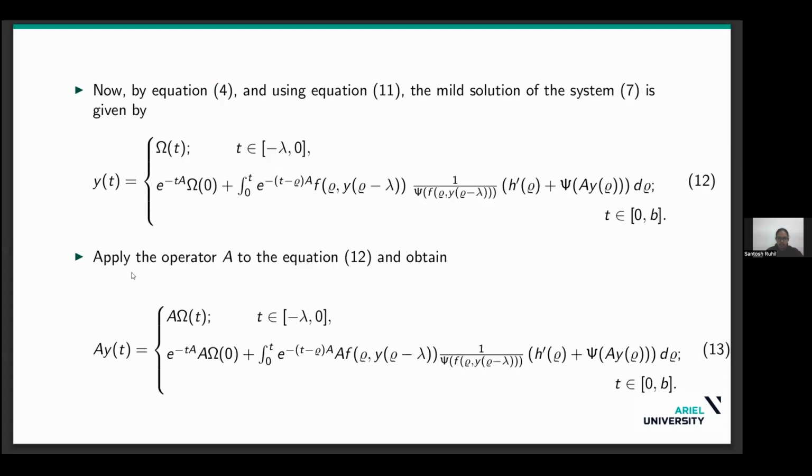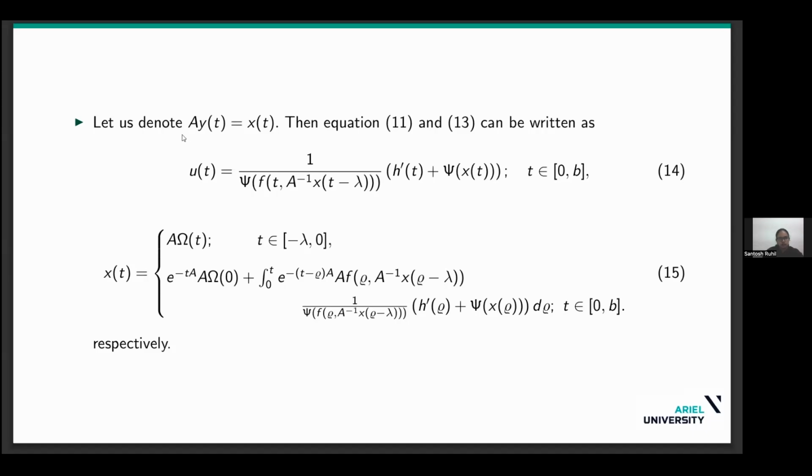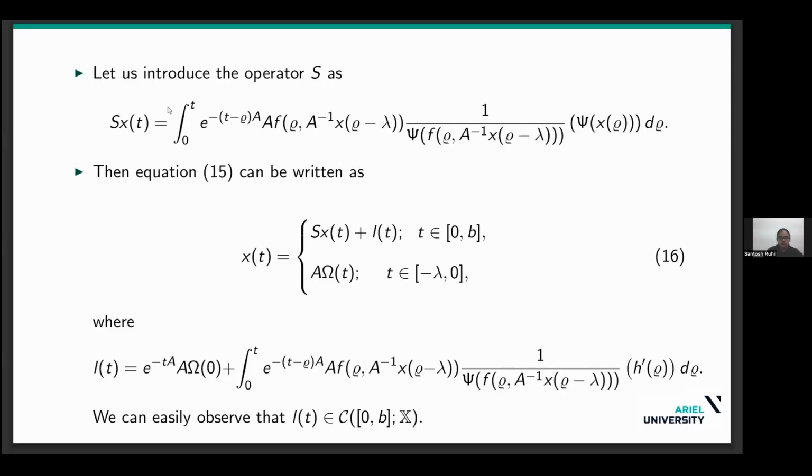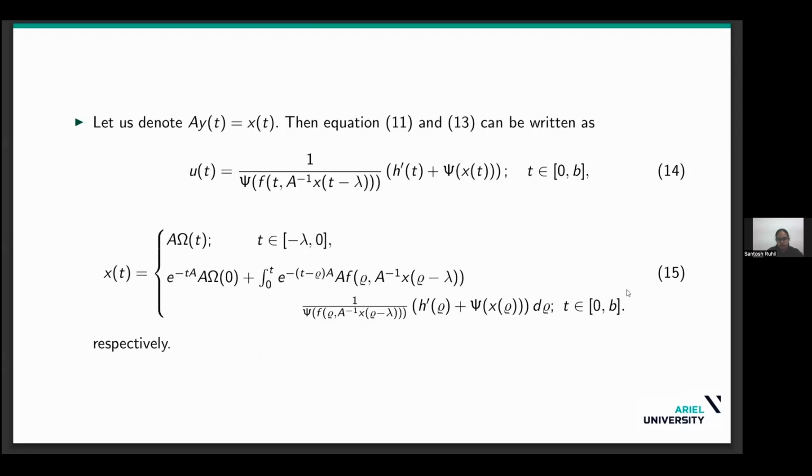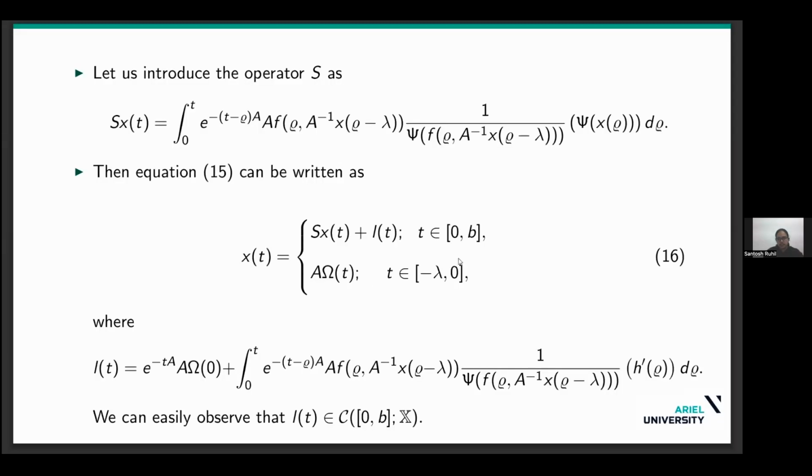Now applying A on both sides, we have equation 13, and we denote A y(t) by x(t). Then our equations 11 and 13, that is our unknown parameter along with this mild solution, are given by equations 14 and 15. Here we have introduced the operator S as this, and then our equation 15 can be rewritten in this form, equation 16, where I is given by this operator here.